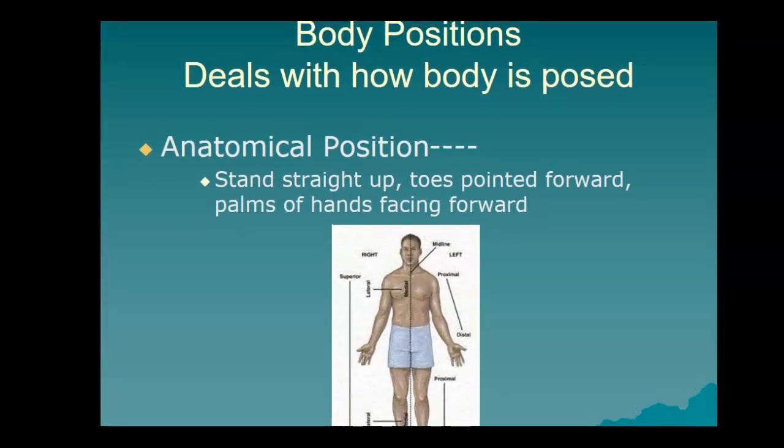Body positions basically say how the human body is posed. And in this case, anatomical position means basically you're going to stand straight forward. Your toes are going to be pointed forward, not over to the sides. Some people in dance may know of position 1, position 2. In this case, your toes are going to be pointed forward and your palms face forward as well. So your thumb, if you lifted it up, would get into your ear. So that is an anatomical position.